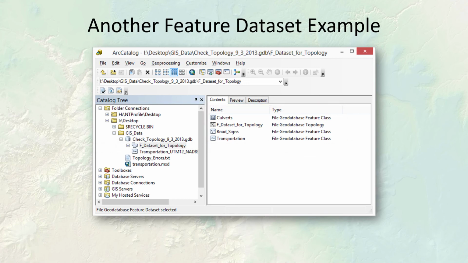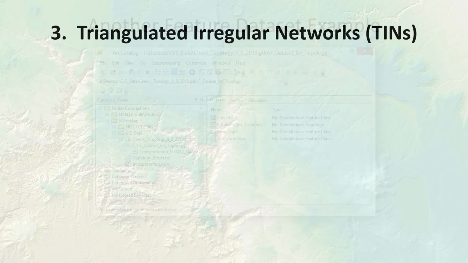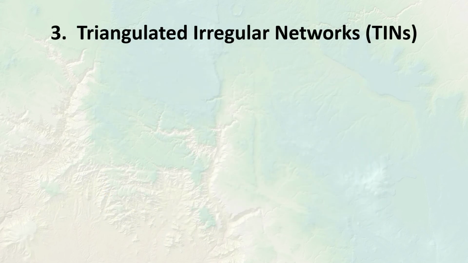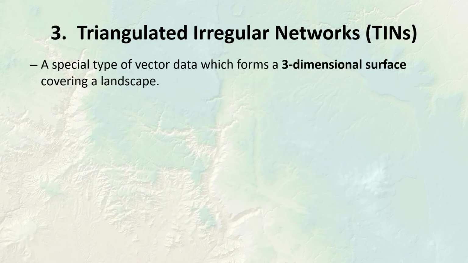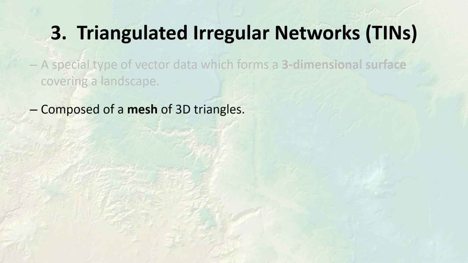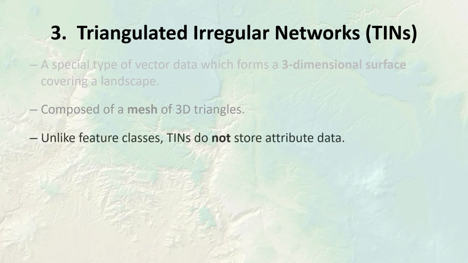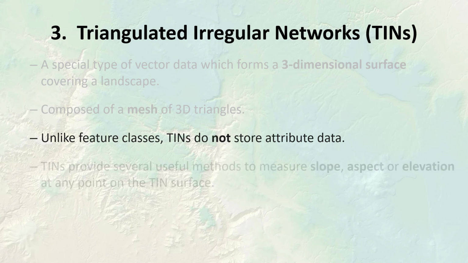The third most common type of vector data set is a TIN, a triangulated irregular network. Now, this is a special type of vector data. It forms a three-dimensional surface that covers a landscape, and it's made of triangles, which is where you get the name triangulated irregular network. Now, unlike feature classes, TINs do not have any attribute data stored with them. They're purely a geometric thing out there.